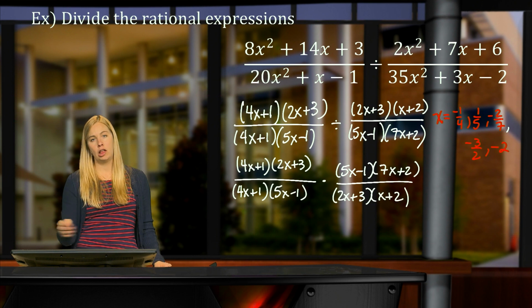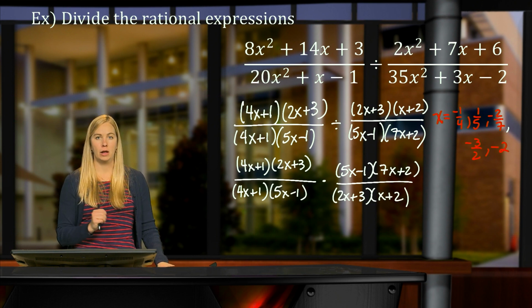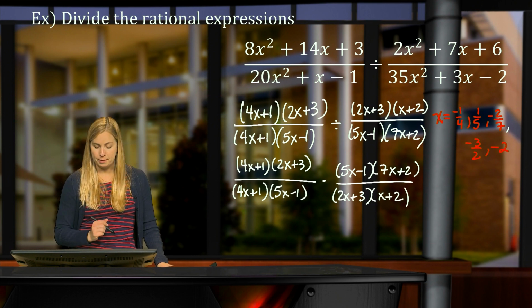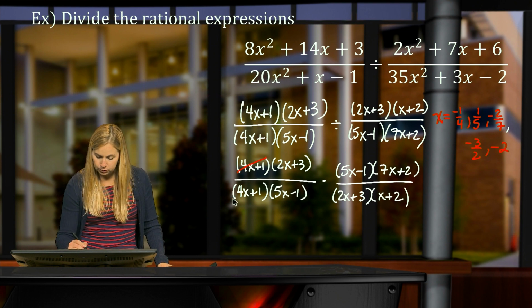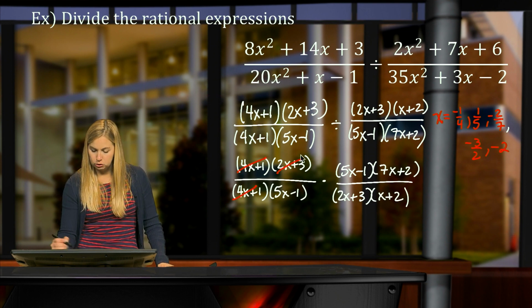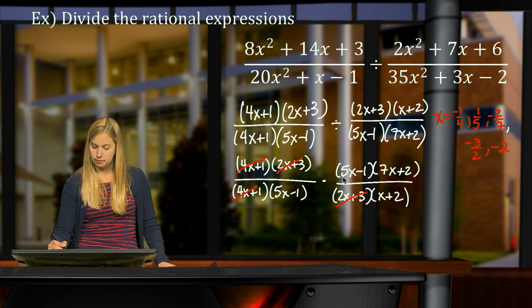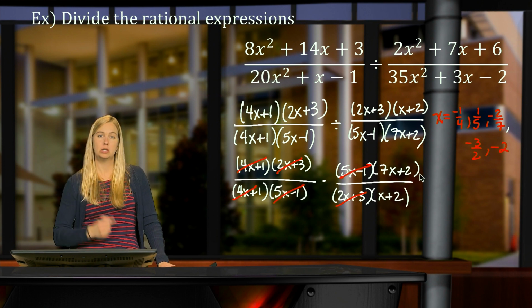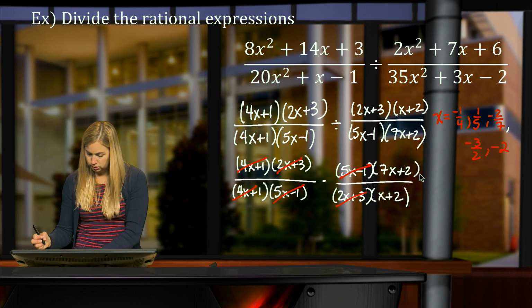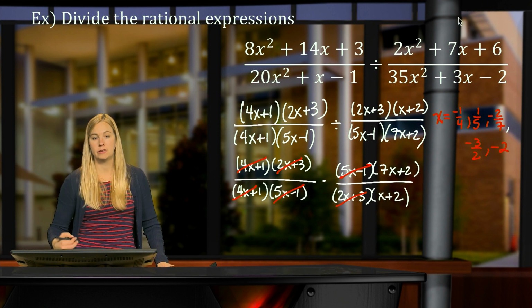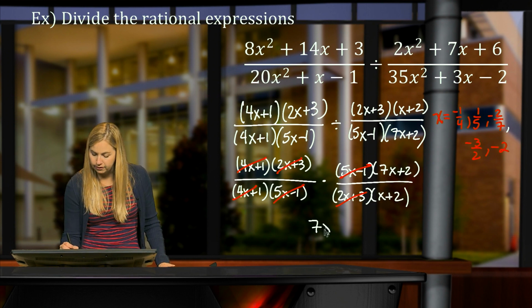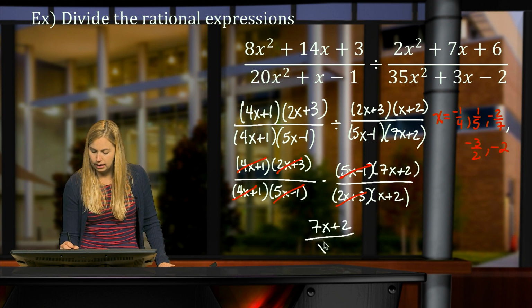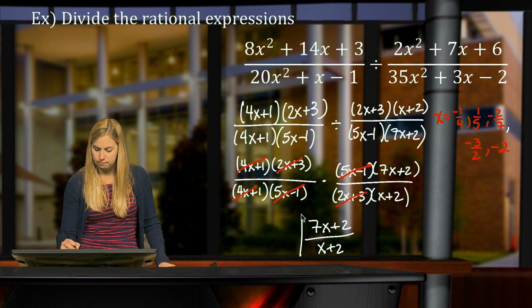Now that we've stated all of our restrictions, we can cancel out like factors in the numerator and the denominator. We've got 4x plus 1, 4x plus 1, 2x plus 3, 2x plus 3, 5x minus 1, 5x minus 1, and the 7x plus 2 doesn't have a like factor. So this whole big mess of a problem simplifies to 7x plus 2 divided by x plus 2.